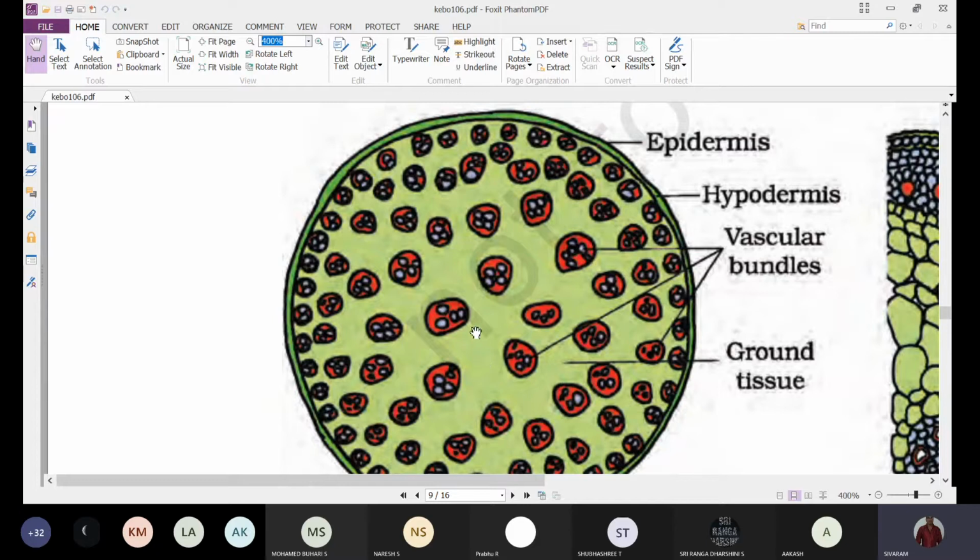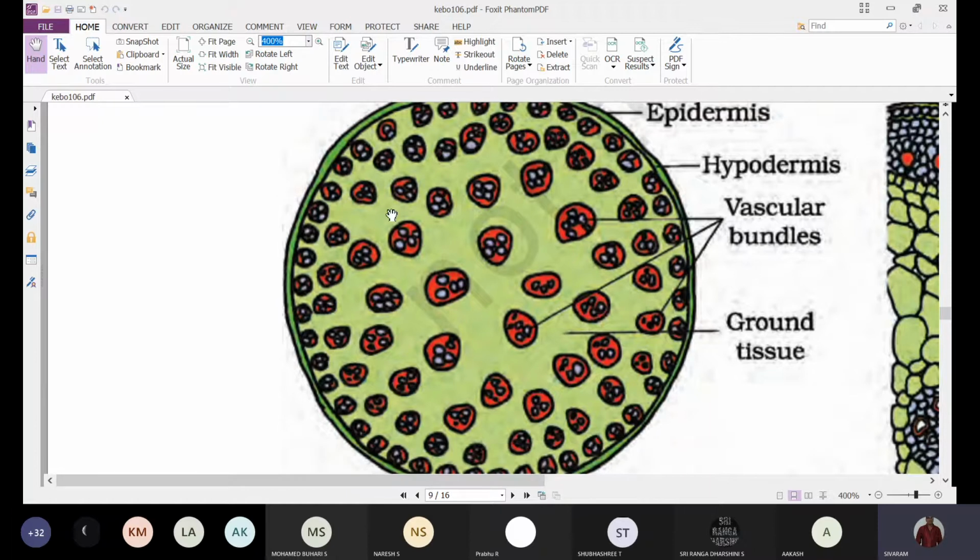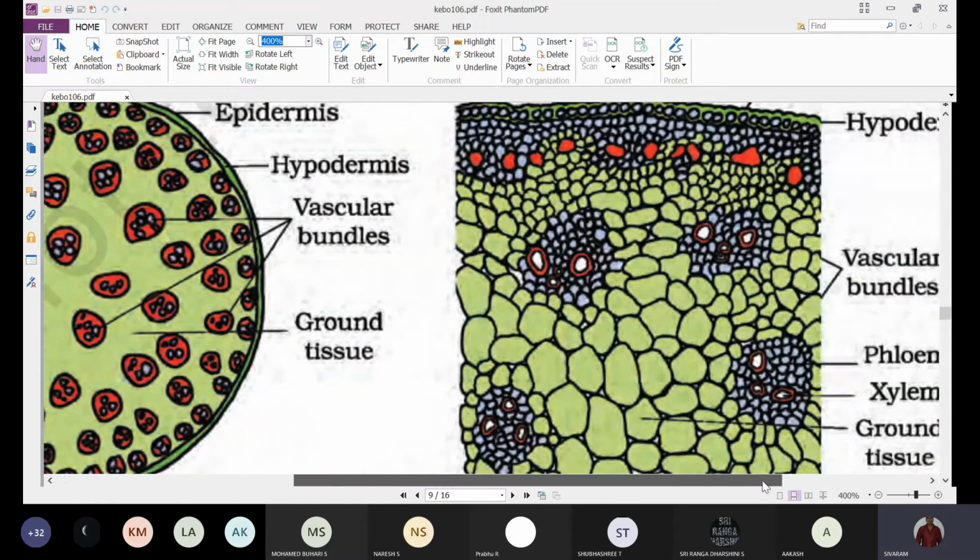And next we can see here the vascular bundles towards the central region are larger in size, and the vascular bundles towards the peripheral region are usually smaller in size. That is what we can see here. The same feature we can see.